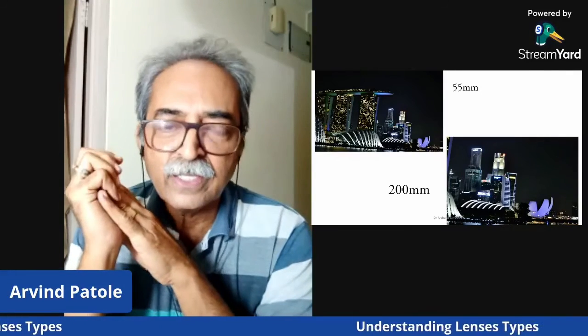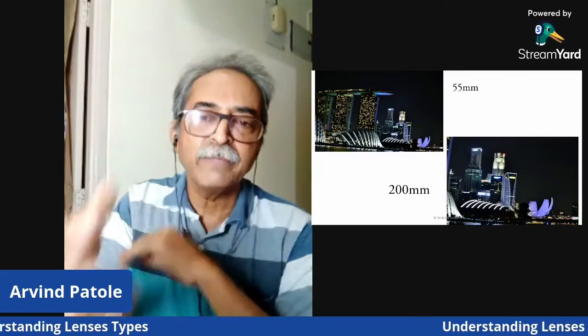So you should take care that the shutter speed which you set is the reciprocal of the focal length of the lens which you are using. So suppose I'm using a 200 mm lens over here, for a handheld photograph I should use a shutter speed of anything above 1 upon 250 or 1 upon 500.